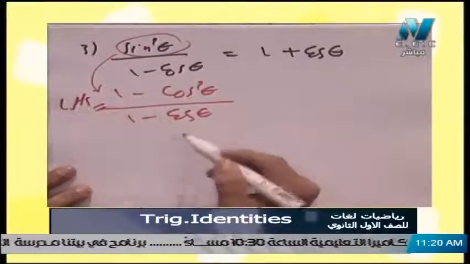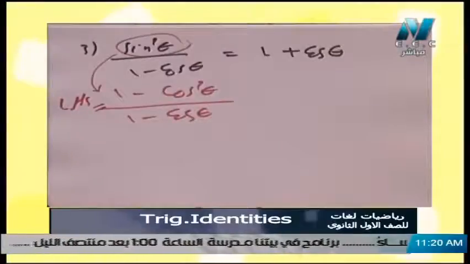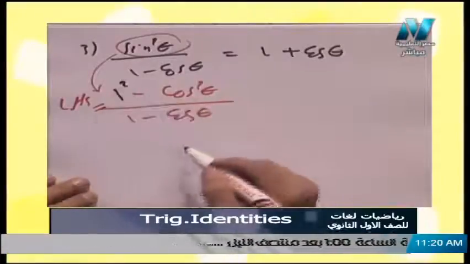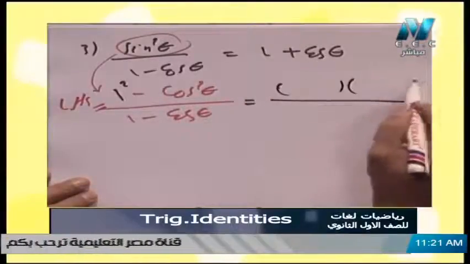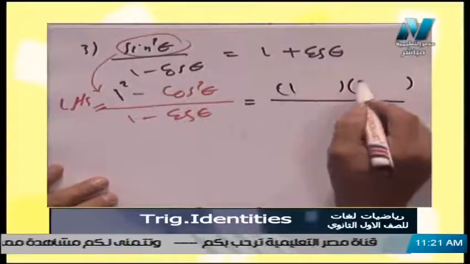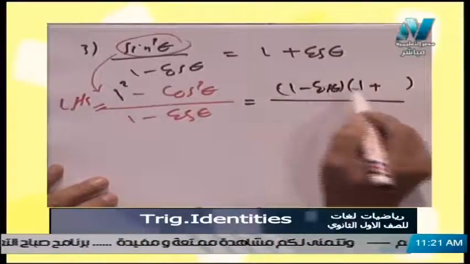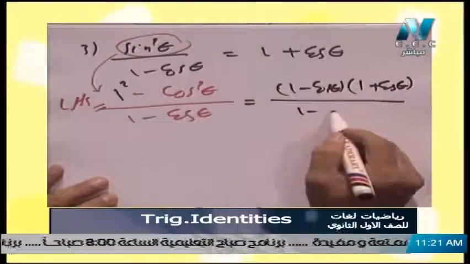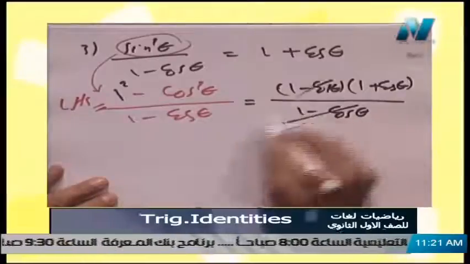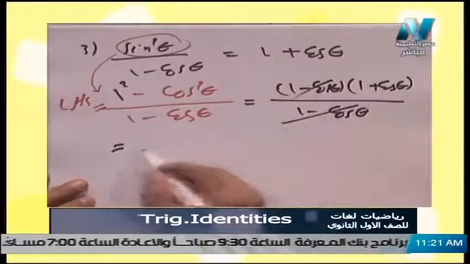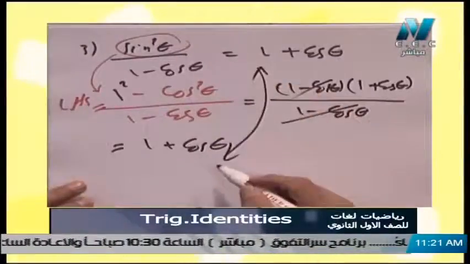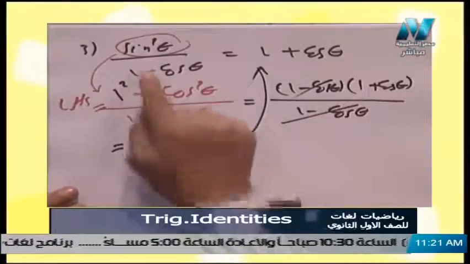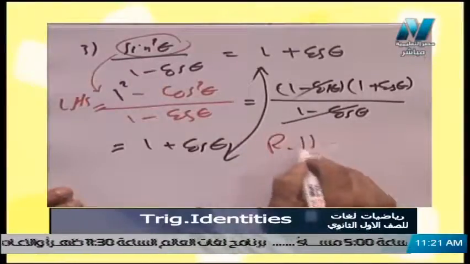This is the left hand side, and the intelligent students say that here 1 means 1 power 2, and this is cosine power 2. We can factorize them by factorizing the difference of squares: 1 minus and plus cosine theta. We have here 1 minus cosine theta in the denominator, so we can cancel this part with this part. So the answer will be 1 plus cosine theta. Yes, we succeeded to prove that the left hand side here equals the right hand side easily. Okay, let's move quickly to another example.